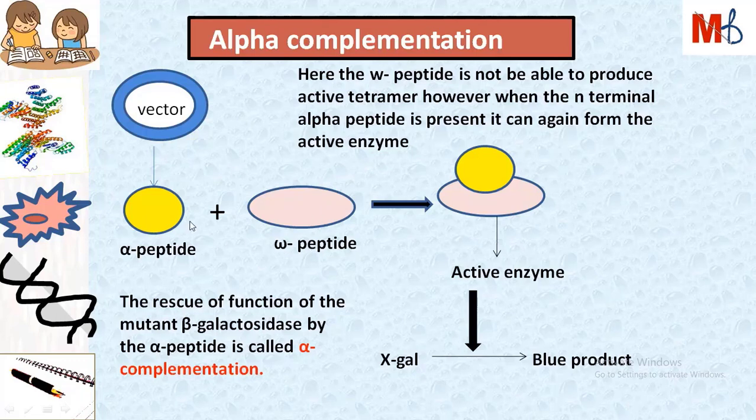And if we provide the N-terminal sequence through a vector, when the bacteria is transformed with a vector which contains the N-terminal sequence, this N-terminal sequence later translates and forms a peptide, and that peptide we call the alpha peptide. Here this alpha peptide acts as a complement for the omega peptide, so that together they form the active form of the enzyme. And that active form of the enzyme can convert X-gal into blue color product. So the rescue of the function of mutant beta-galactosidase by the alpha peptide is called alpha complementation.